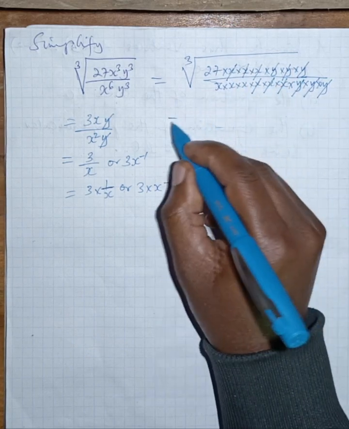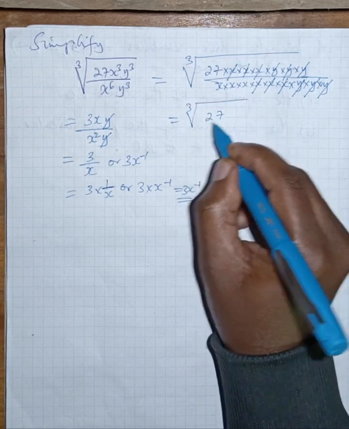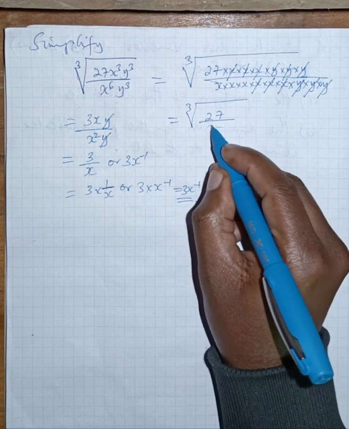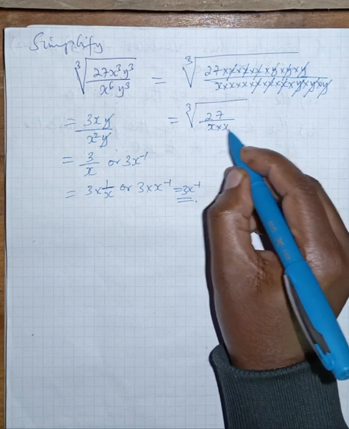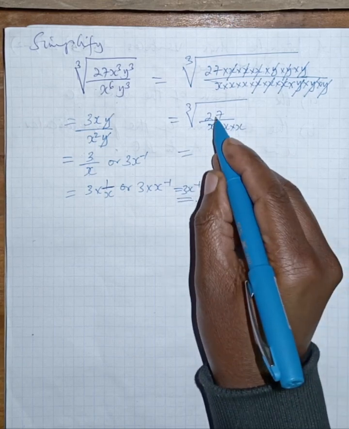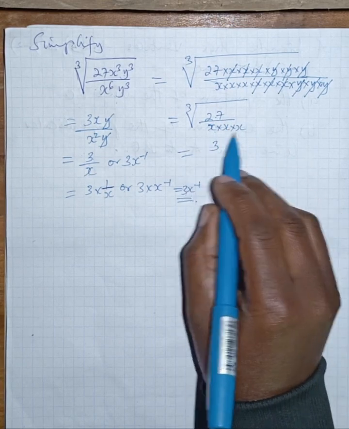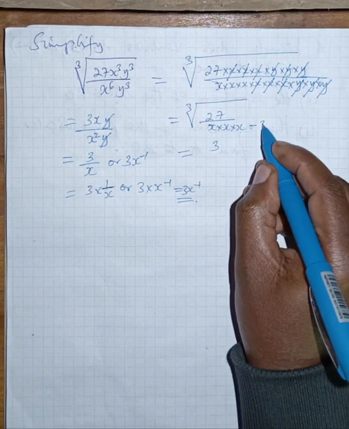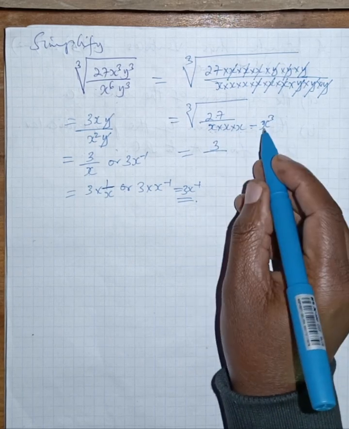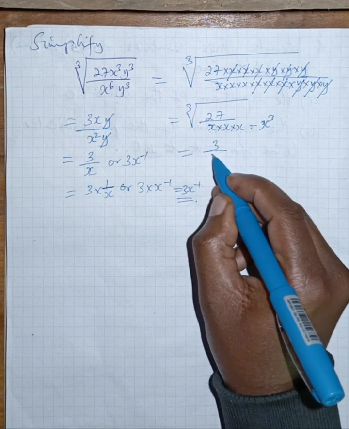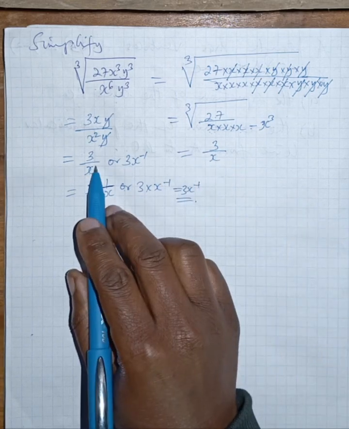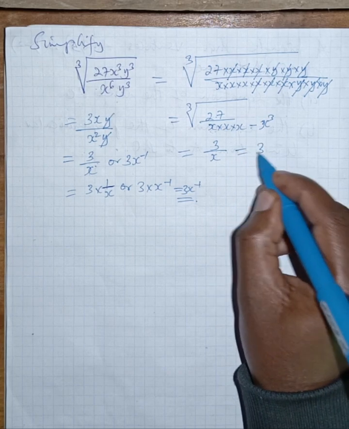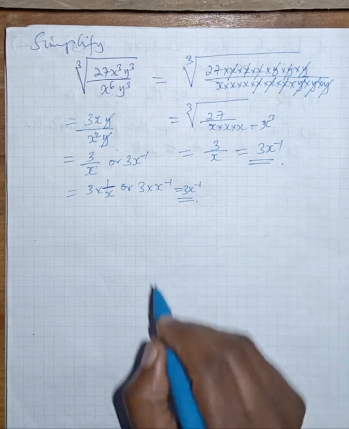So I'm left with 27 over, how many are these? 3. That is x times x times x. So finally the cube root of 27 is 3, and the cube root of all these, because this is x cubed, the cube root of x cubed is x. So you see, I'm going back to where I was on this other side. So finally the answer is 3x power minus 1, and that's how you go about it.